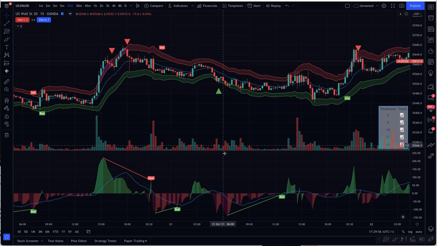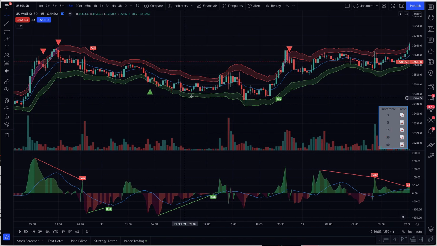Look at the next one. This one here, green. Okay, what about the volume? Volume is red. Well, volume is very important, so let's wait. Trend confirmation, yes, possibly. We go here. Great.